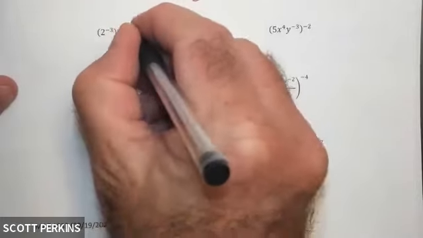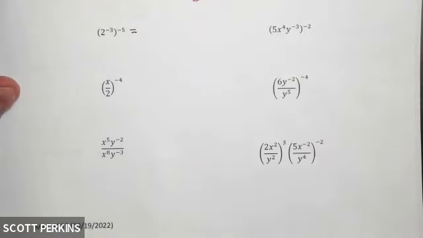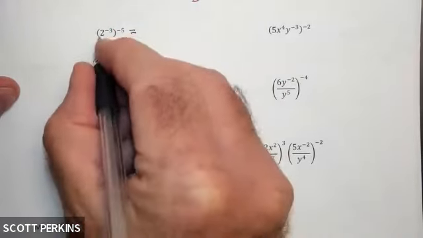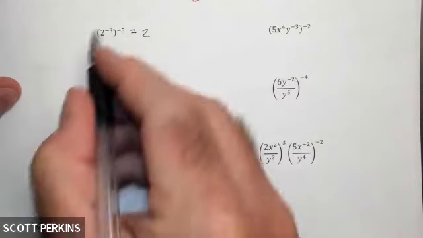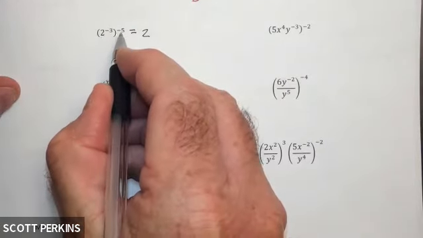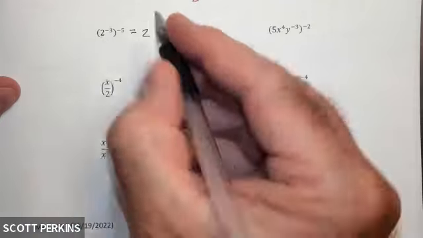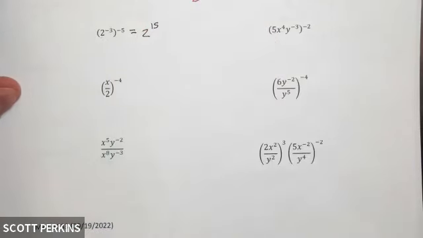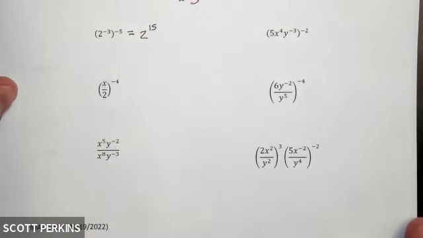All right, so the power rule says when you have a power raised to a power, you multiply. So again, my base is 2, and then negative 3 times negative 5. A negative times a negative is a positive 15. So I have 2 to the 15th power is the answer to that one.